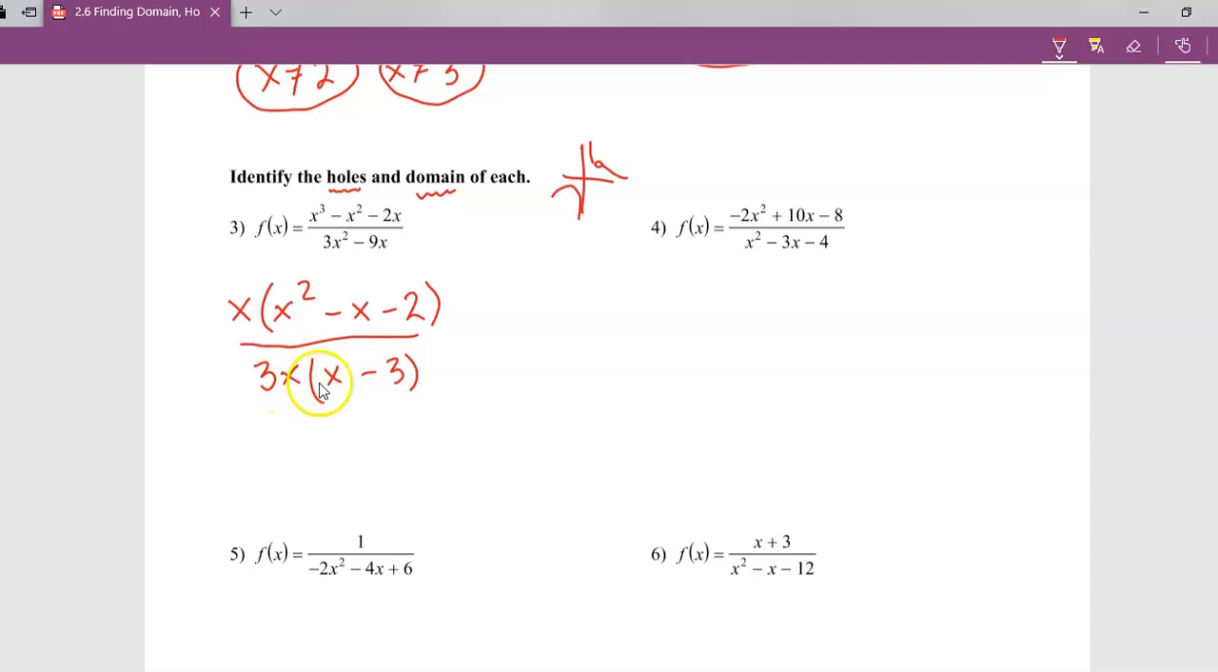So on the denominator here, I'm already done. There's nothing else I can do to factor it further. On the numerator, we need one more step. We need to x factor the part in the parentheses.